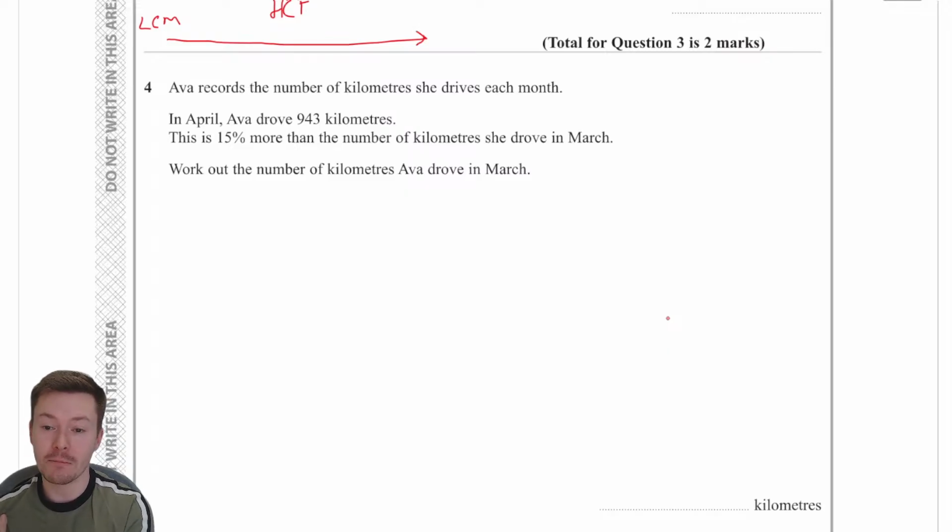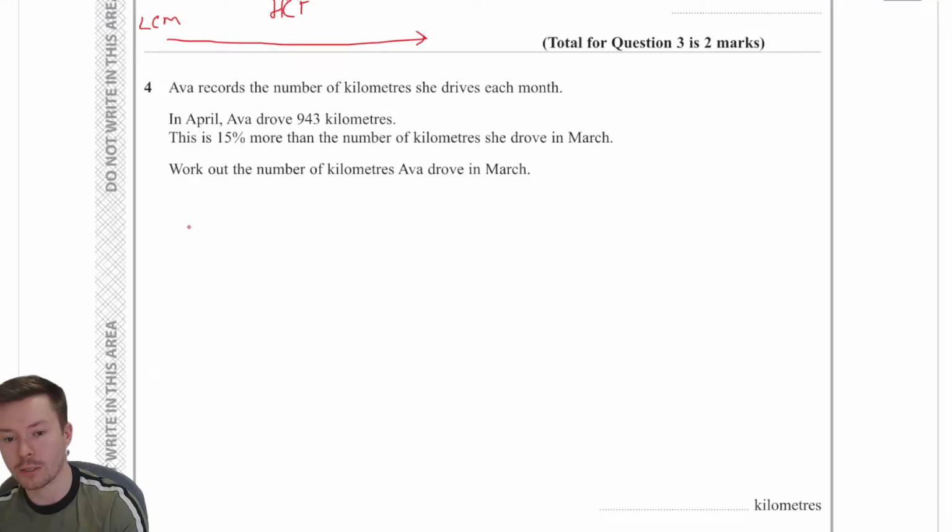In April, she drove 943 kilometres. That is 15% more than the number of kilometres she drove in March. Work out the number of kilometres Ava drove in March. So this is a reverse percentage question. So first of all, let's think about it forwards. So let's think, right, March total to April, there's an increase of 15%.